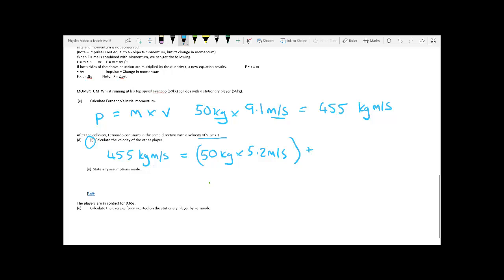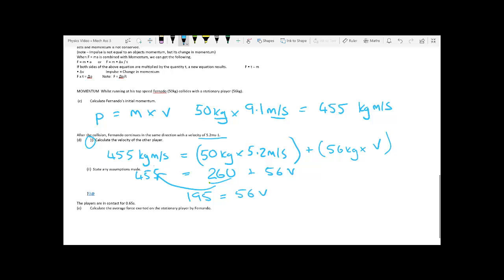Better put it out properly because I'm going to include the other player, which is what we want to calculate, which is going to be 56 kgs times whatever velocity he is at. So if we multiply 50 times 5.2, we get 260. So 455 equals 260 plus 56v. So if we move the 260 over, we're going to get 455 minus 260, which equals 195 equals 56v.